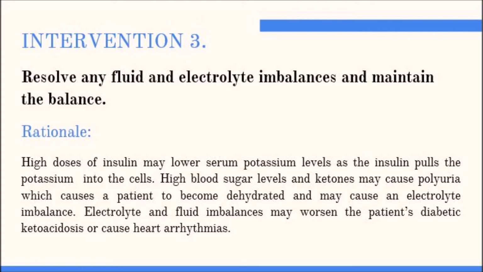Resolve any fluid and electrolyte imbalances and maintain the balance. High doses of insulin may lower serum potassium levels as the insulin pulls the potassium into the cells. High blood sugar levels and ketones may cause polyuria, which causes the patient to become dehydrated and may cause an electrolyte imbalance. Electrolyte and fluid imbalances may worsen the patient's diabetic ketoacidosis or cause heart arrhythmias.